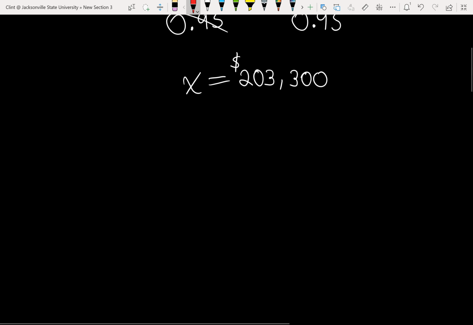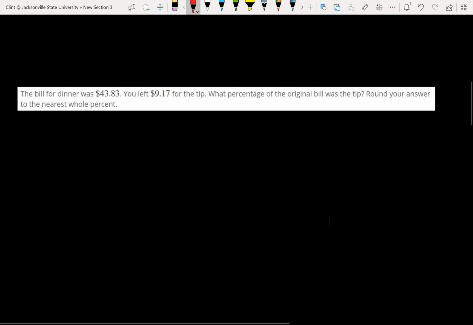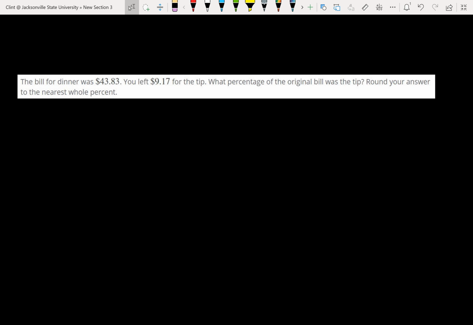The rest of these are not too bad. This one says the bill for dinner was $43.83. We left a $9.17 tip. What percentage of the original bill was the tip? So we're going to take our tip. Now let me get a different color here. It shows up a little better. Let's get $9.17. We're going to divide that by the total, 43.83.